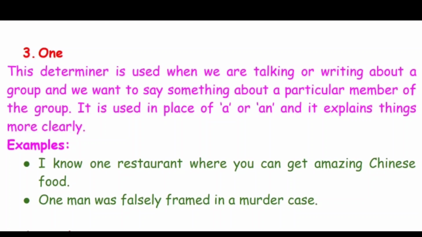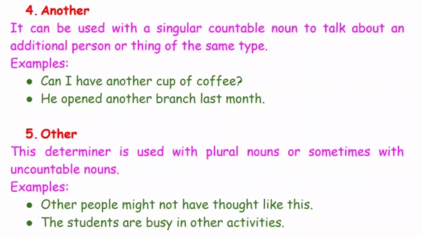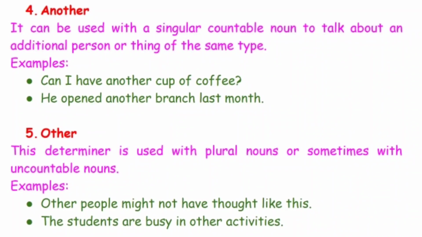Okay, now another. It can be used with a singular countable noun to talk about an additional person or thing of the same type. Another: can I have another cup of tea? He opened another branch last month. Other: this determiner is used with plural nouns or sometimes with uncountable nouns also. For example, other people might not have thought like this, or the students are busy in other activities.